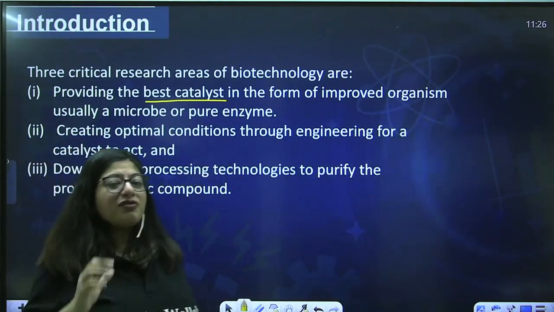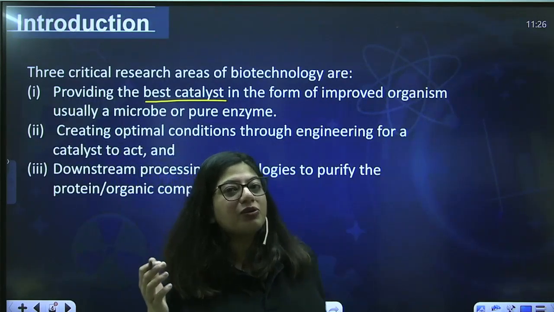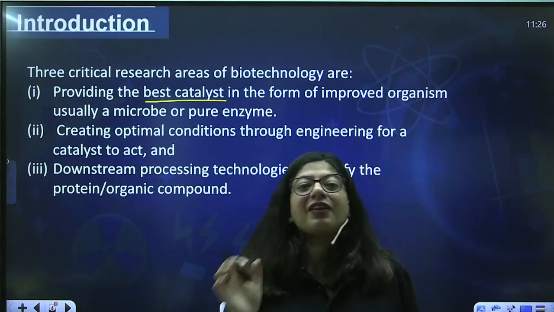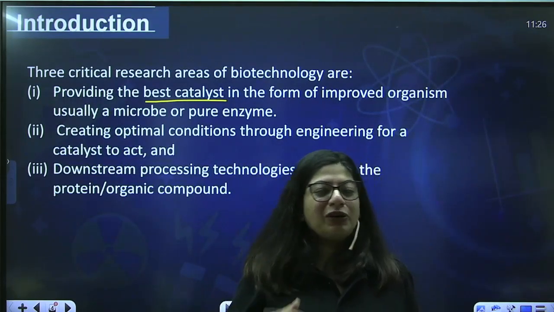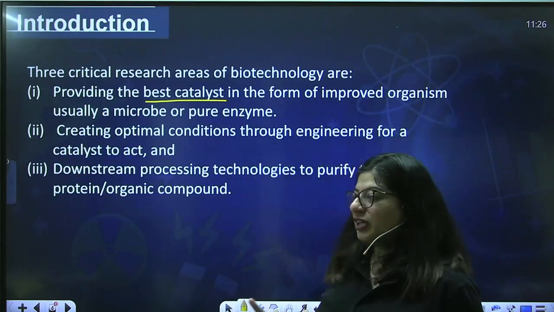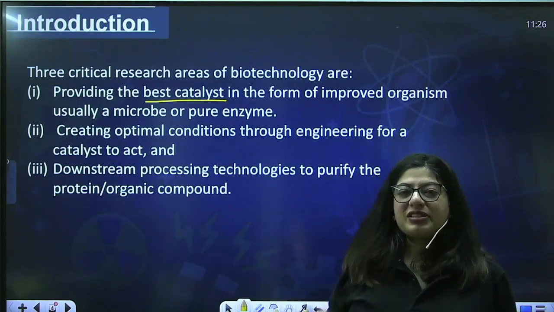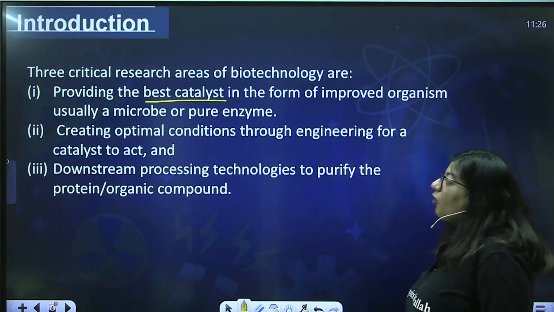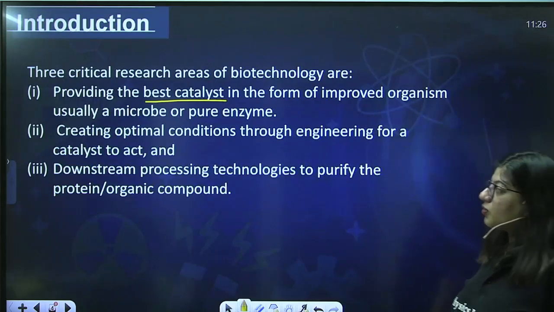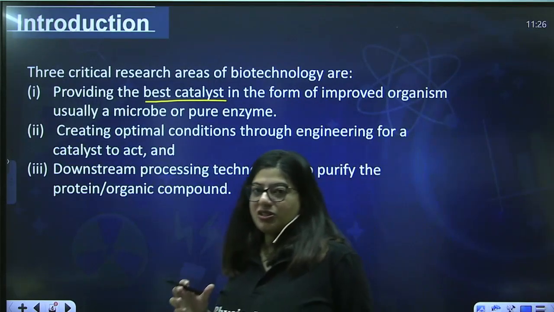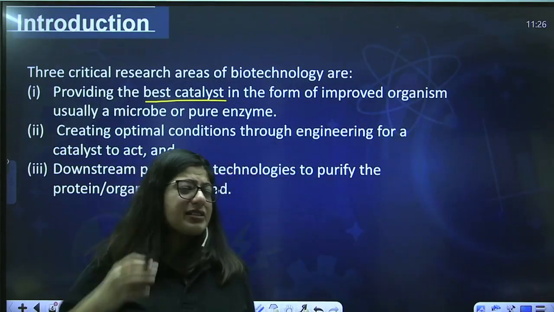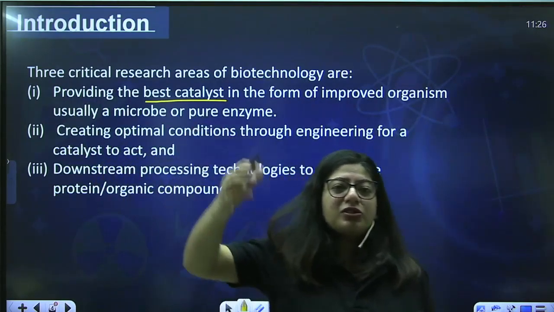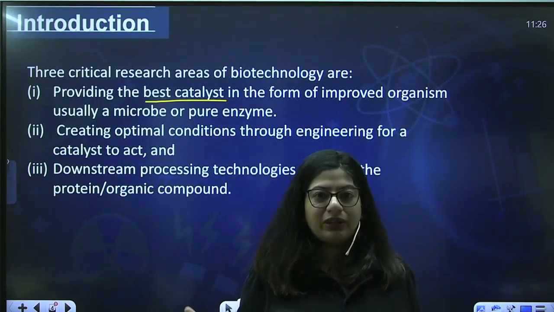We still don't have a lot of bacteria on which we can do the experiments, on which we can apply biotechnology, to which we can give the genes and let them grow and produce your product. So this is the first research area. Let's find out what are the best enzymes, what are the best microbes that can work for you. Second is creating optimal conditions through engineering for a catalyst to act. All right, so now I have researched, right, and I found out there is a bacterium better than E. coli that can produce better colonies, that can produce better product, that has high copy number.